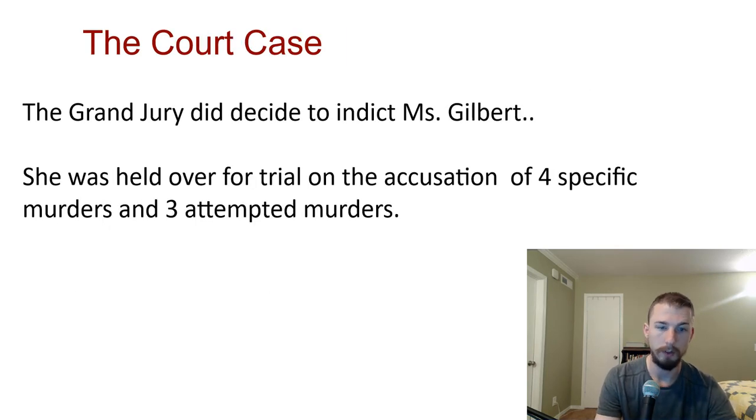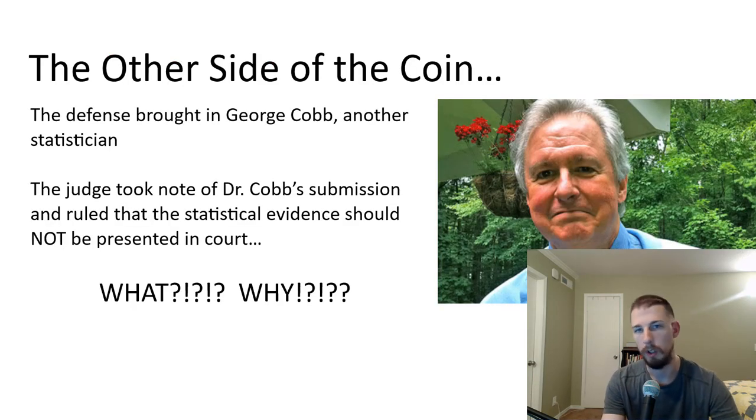So the court case. The grand jury decided to indict Miss Gilbert. They thought they had enough evidence, so they went ahead and indicted her. She was held over for trial on the accusation of 4 specific murders and 3 attempted murders. Then the other side, the defense attorney, brought in George Cobb, another statistician.